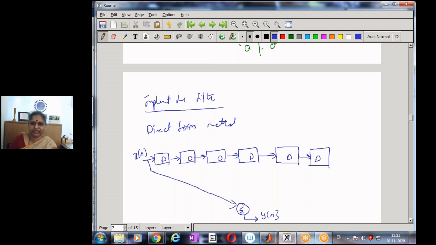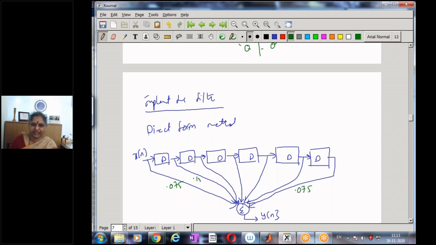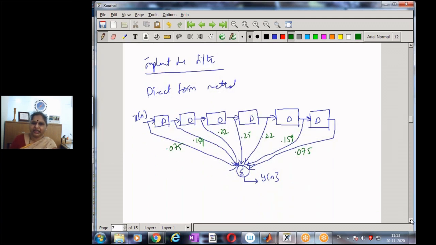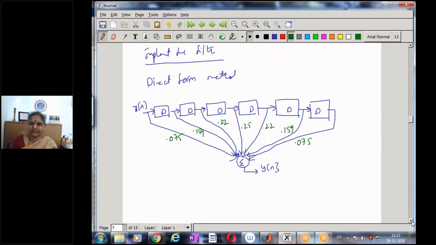So what is my first branch gain? Let me draw all the branches. I need to add 7 terms to get my filter. How are the branch gains now? The first branch has a gain of 0.075. The last branch also has a gain of 0.075. The second is 0.159. The last but one is also 0.159. Next is 0.22, 0.22, and 0.25. So this is what we have as the direct form implementation of the designed filter.